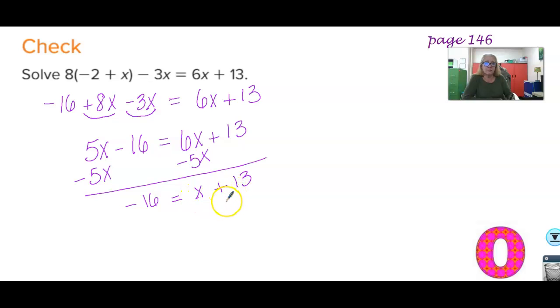I have only one step left. I need to get rid of this 13, so I will subtract 13 from both sides. And I get -29 on the left and just x on the right. Now, normally there would be a coefficient of x. There'd be like a 3x or a 4x, and we'd have to do one more step. But because we happen to just have 1x, we're done now. Okay. Did you write down that O? Write down that O.